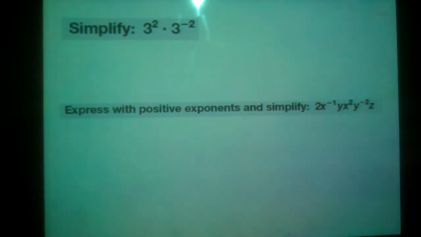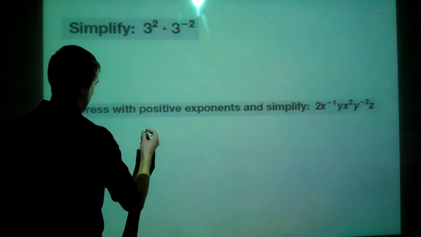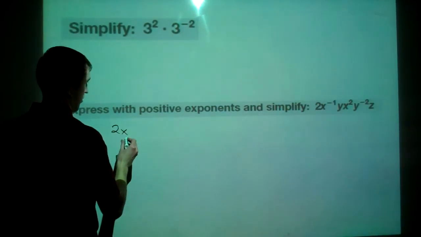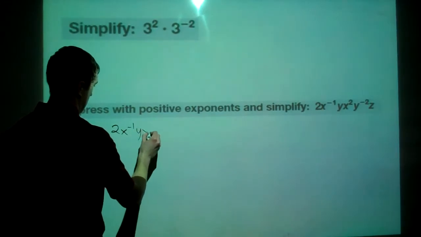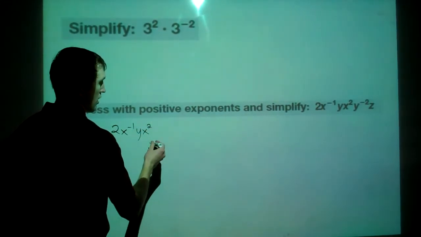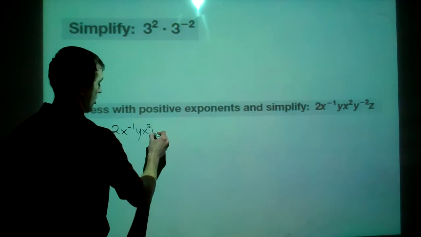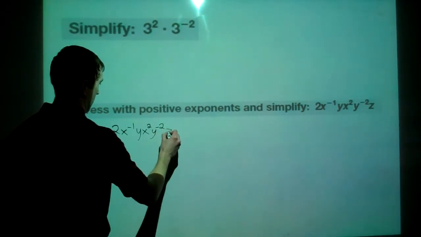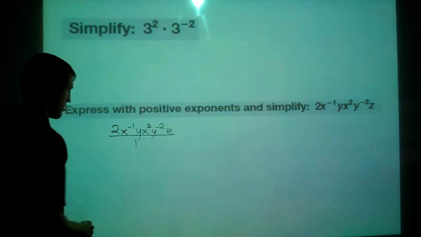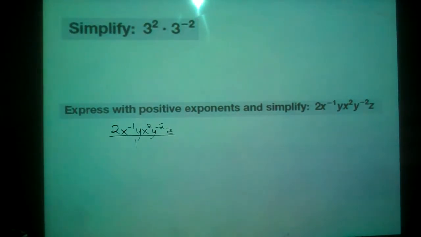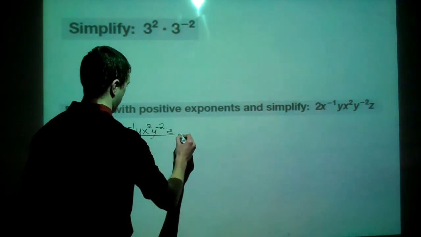Express this with positive exponents and simplify. Alright, so the first thing we're going to want to do is take this thing and rewrite it. x to the negative 1, y x squared, y to the negative 2, and z. And we can put this all over 1.